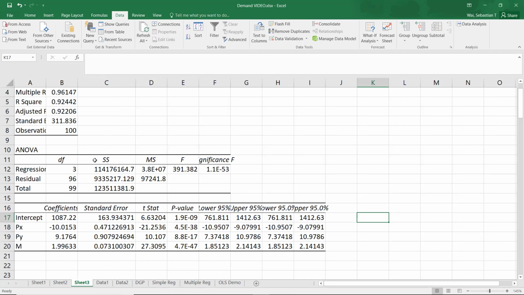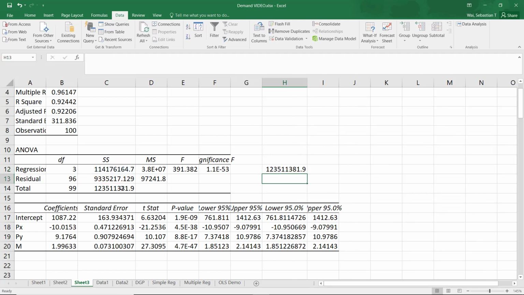For all three of the RSS, ESS, and TSS, we need to look at the SS column right here. TSS is right here at the bottom. RSS is the residual sum of squares, so that's the middle one. And then ESS, Excel calls the regression sum of squares. And that's this one right here. If we take the ESS plus the RSS, we can see that those come out to the TSS, so that matches up.